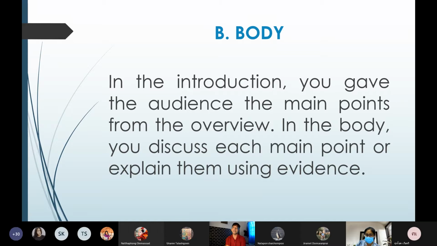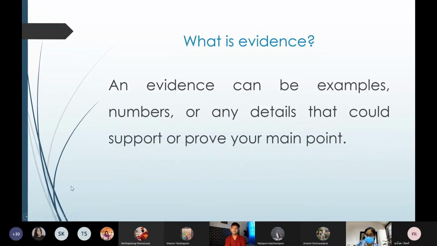Let's take a look at the next slide. What is evidence? Evidence can be examples, numbers, or any details that could support or prove your main point. That's why you give numbers, details, and examples for the main point you're going to discuss. That is what we call evidence.